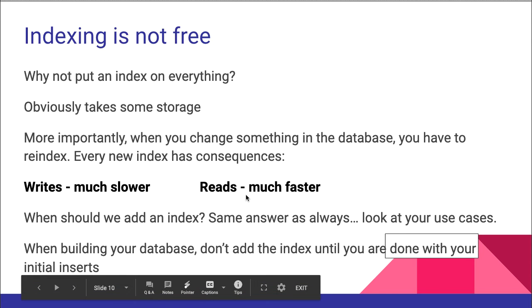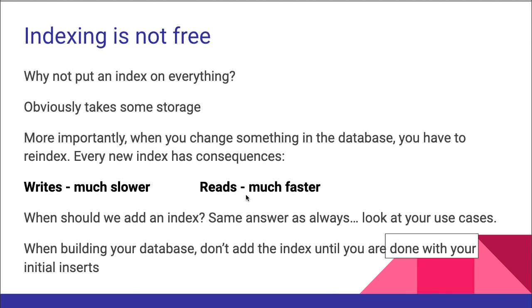Well, reads are much faster. So when should we add an index? It depends on your use case. If you are never going to search by hair color, don't add an index on hair color. It's not going to help you. It's not going to make anything faster. Or if you only search 1 out of 1,000,000 times on hair color, who cares if that one search is slow? It always depends on your use cases.